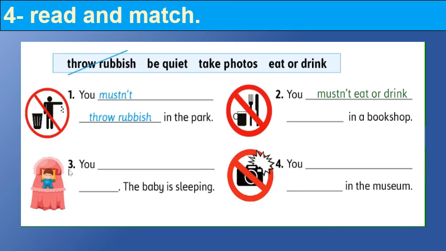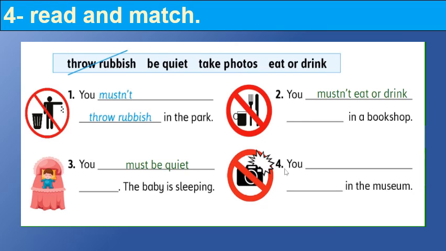Now, sentence number 3. Look at this baby. He is sleeping. So, what you have to do, or what you must do, when someone is sleeping? You must be quiet. The baby is sleeping. So, this is something that you must do. It's an obligation.